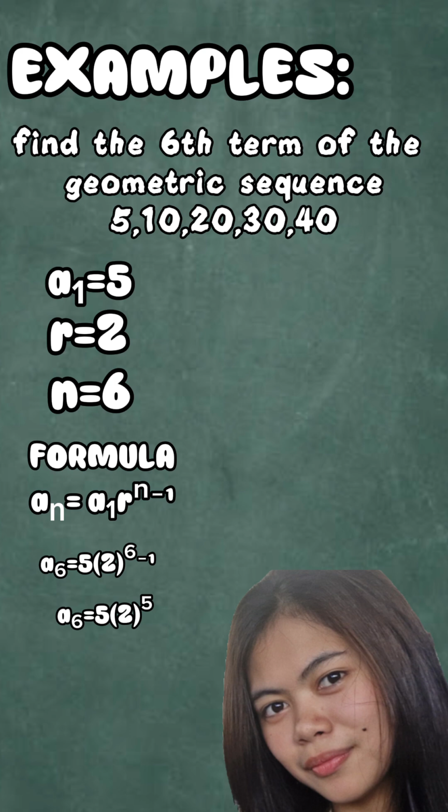Then a_6 is equal to 5 times 2 raised to the power of 5, since 6 minus 1 is 5. So next, a_6 is equal to 5 times 32. Why 32? 2 raised to the power of 5 means we multiply 2 times 2 times 2 times 2 times 2. So the answer is 32. That's why 32 here. So 5 times 32 is equal to 160. So the sixth term is 160.